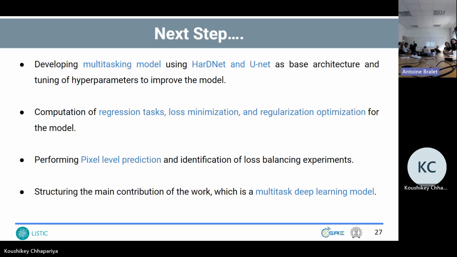And along with that, since it's satellite data, which is a very large data set, I need to do the pixel-level prediction as well, to see what the chances are of pixel-level misclassification when we are talking about regression and classification.